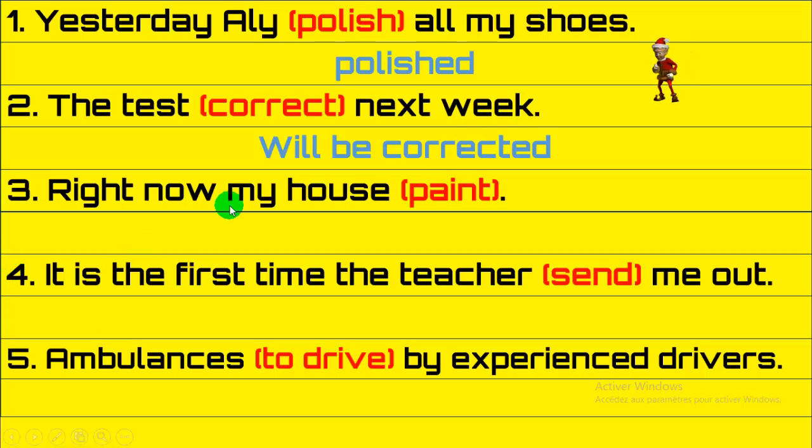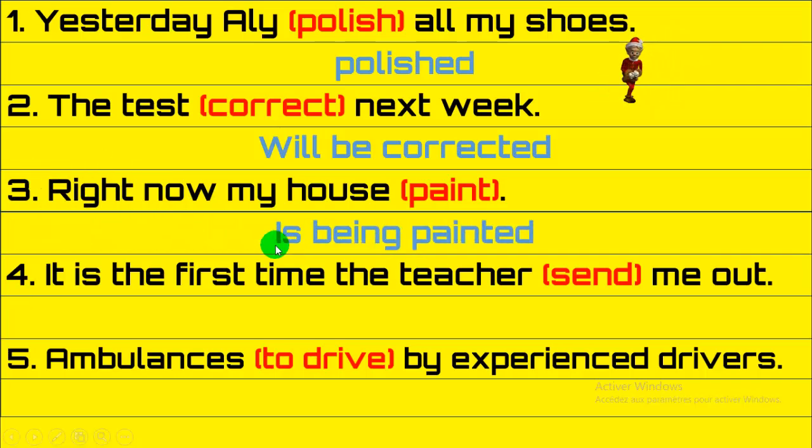Number three, right now, my house to paint. En ce moment, ma maison peindre. Est-ce que c'est la maison qui peint? Non, ce n'est pas possible. Donc, house is not the author of painting, the action of painting, so it is passive voice. We need to be. To be in which tense? Right now, present continuous, is being painted. Is being painted.